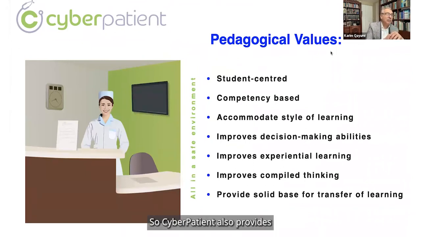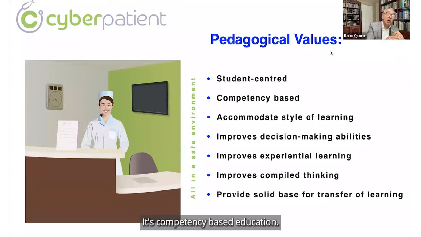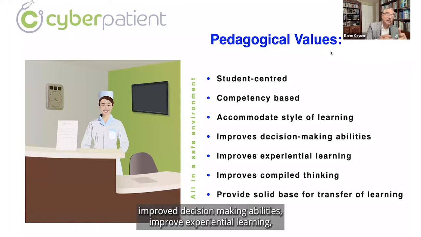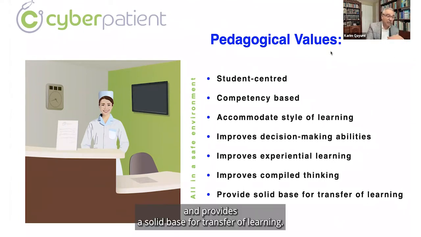CyberPatient also provides great pedagogical value. Just to list a few, I can say that it's student-centered, it's competency-based education, it accommodates styles of learning, improves decision-making abilities, improves experiential learning, learning by doing, improves compiled thinking, and provides a solid base for transfer of learning.